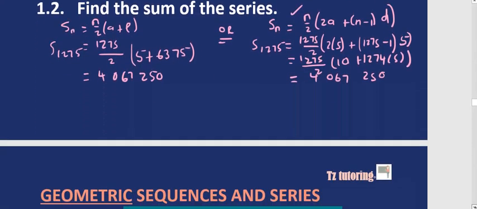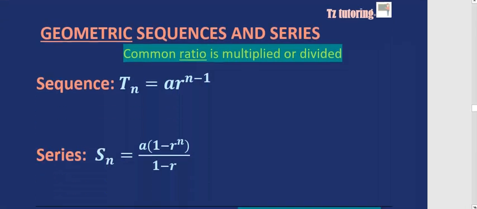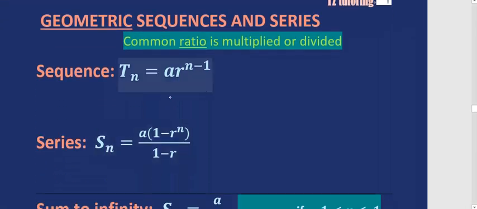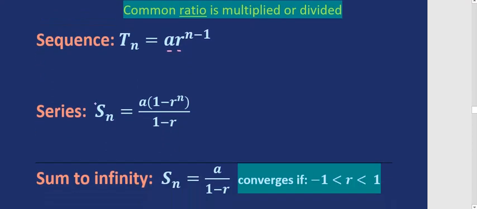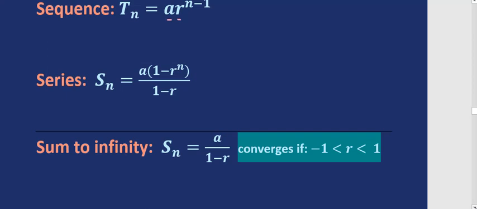Okay, let's move on now to the geometric sequence and series. Our Tn formula for the geometric sequence is A multiplied by the common ratio to the power of n minus 1. And our sum formula, the series formula, our Sn, is A, open brackets, 1 minus r to the n, at the bottom is 1 minus r. And of course, r is the common ratio. And linked to that would be our sum to infinity formula, so it's just A over 1 minus r as a denominator. And we're going to get to that.